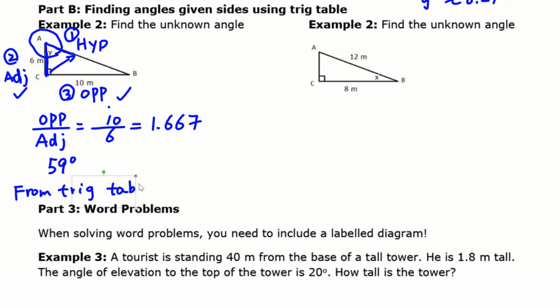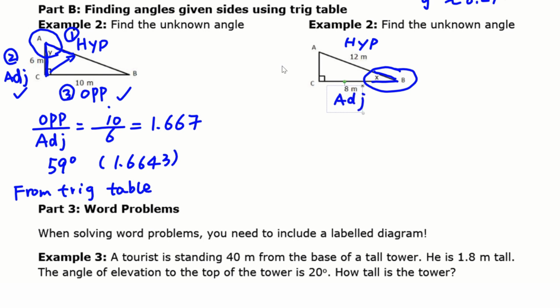And it is corresponding to 1.6643. Okay, so we are going to do the same thing to the next question. Pick the unknown angle, and they have 2 adjacent sides next to this angle. The longest side we call it hypotenuse, and another side we label it adjacent. Then whatever left is opposite.